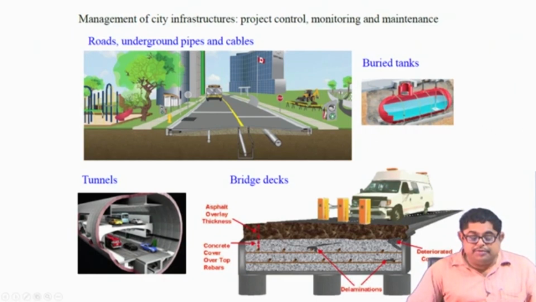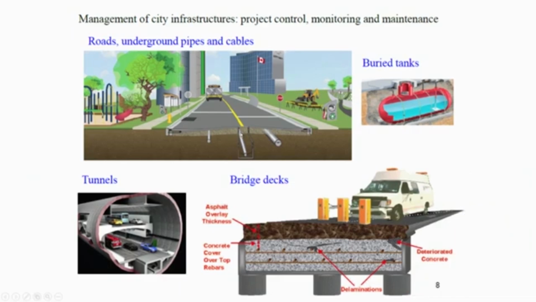Now, let me give you some examples. Suppose a road has a crack internally, or underground pipes are leaking. There is a statistic that in many modern cities, old cities, European cities, 30% of the water supply gets lost because of these cracks, etc. So, you need to detect that. Without disturbing anything on the road, you can find out underground pipes, cables, buried tanks, whether they are leaking, bridge decks, and tunnels inside that.